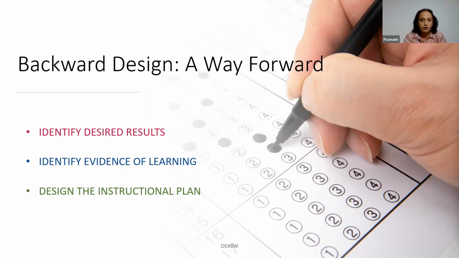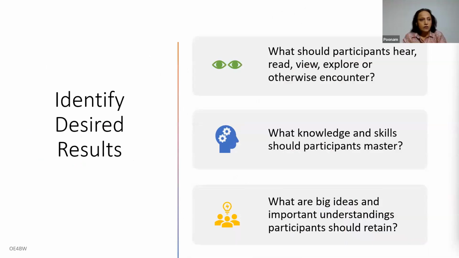It's well worth implementing. So the teacher has to identify the desired results. For that, the teacher begins by reviewing the learning standards that students are expected to meet by the end of the course or the grade level. For that, instructors must ask the following 3 questions.